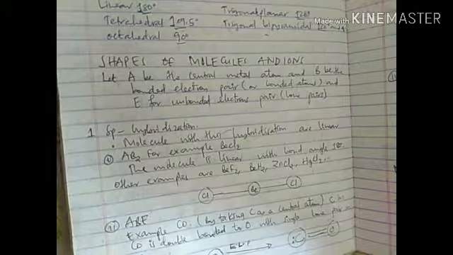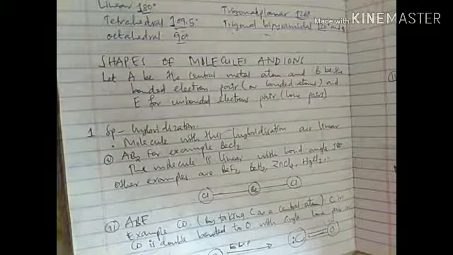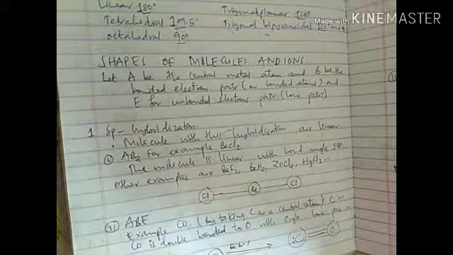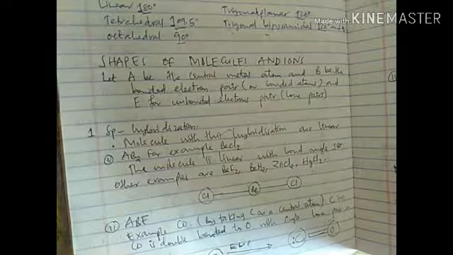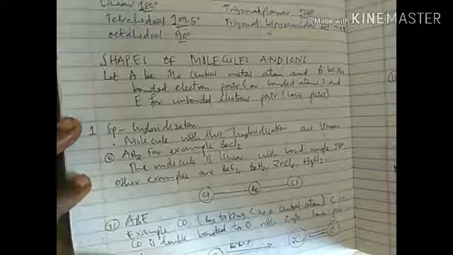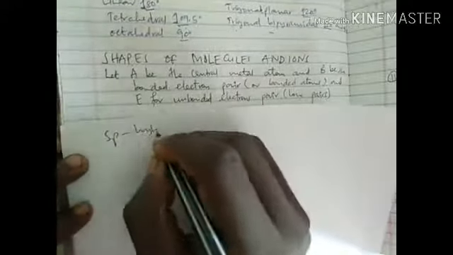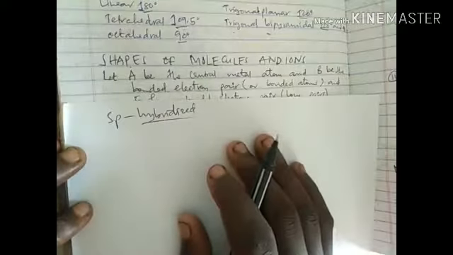So let A be the central metal atom, B the bonded electron pair, and E the unbonded electron pair, that is, lone pairs. We are categorizing these molecules on the basis of the type of hybridization, and we are starting with the sp hybridized orbital. Now, for sp hybridized orbitals, the shape is linear.